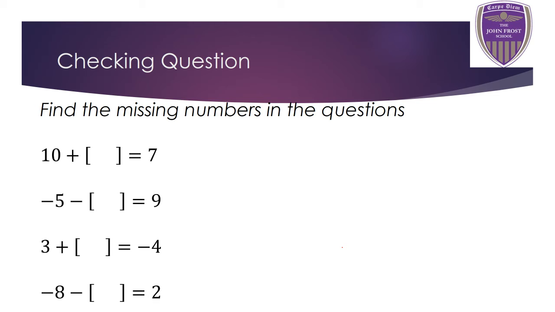So what I'd like you guys to do is to find the missing number in the questions, okay? So first of all, we've got 10 plus something is 7. We've got minus 5 take away something is 9. 3 add something is minus 4. And minus 8 minus something is 2. Okay, so pause the video and see if you can figure out these questions, okay? Best of luck.